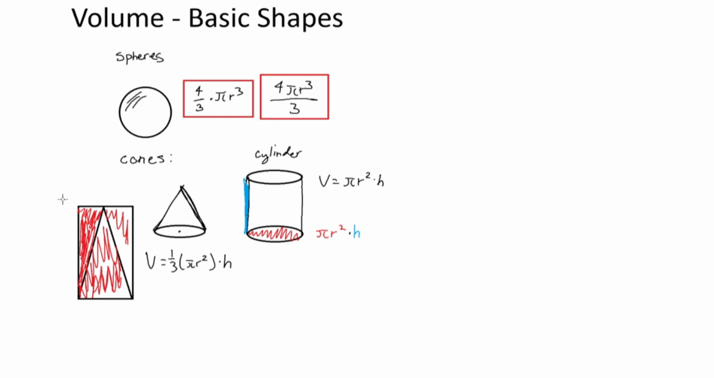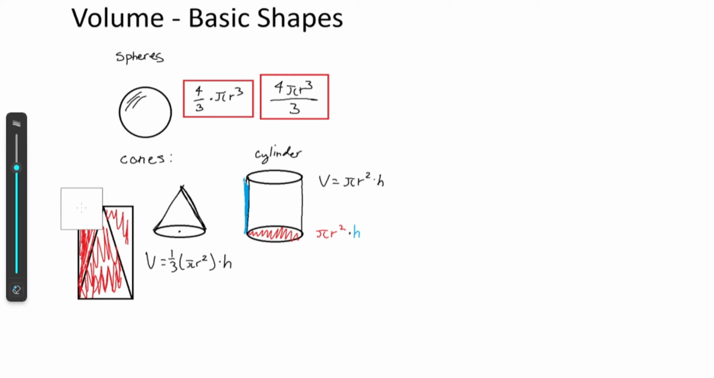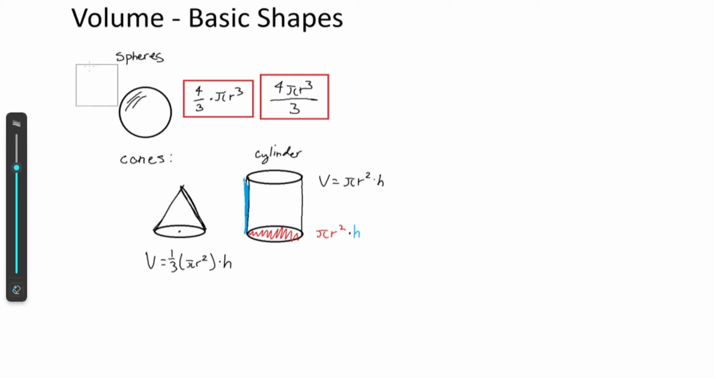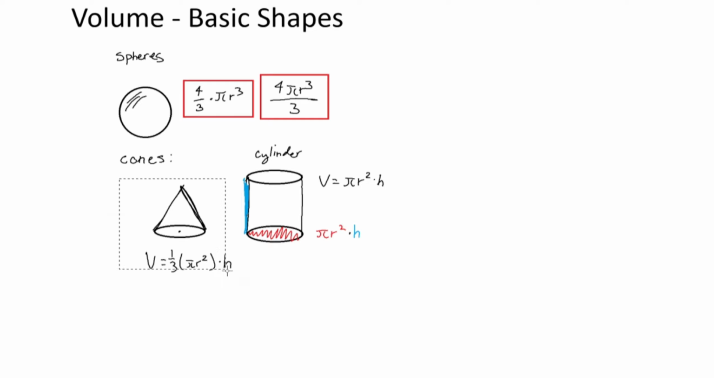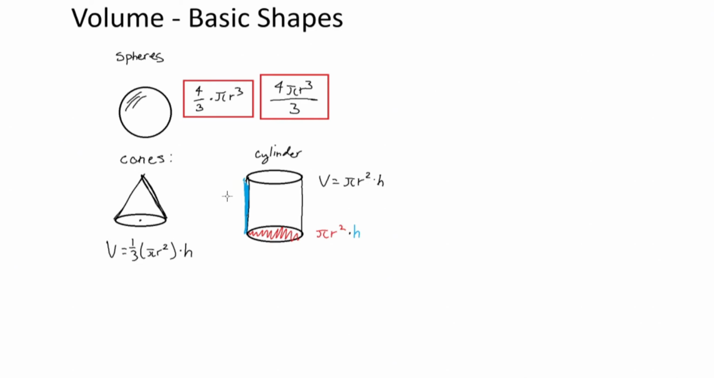So I want to sort this out for you guys so you can see this a bit better, so everything's nice and organized here. Now that we've looked at spheres, cones, and cylinders, let's look at pyramids. There are all sorts of different types of pyramids.